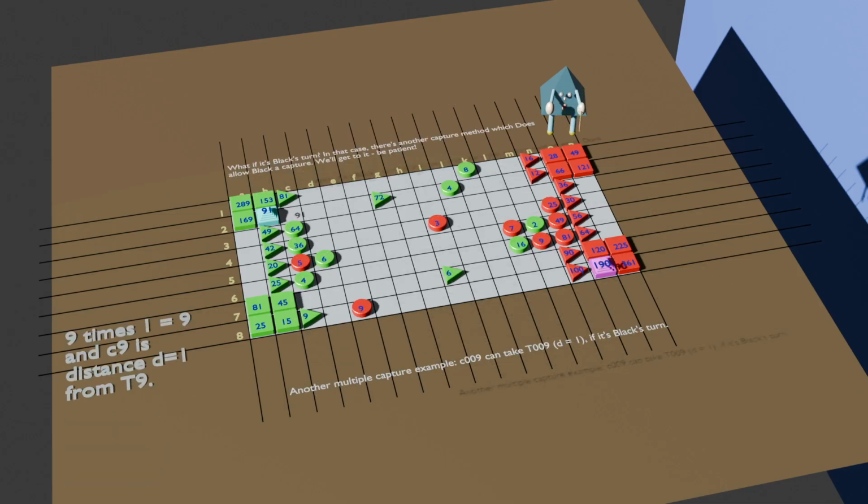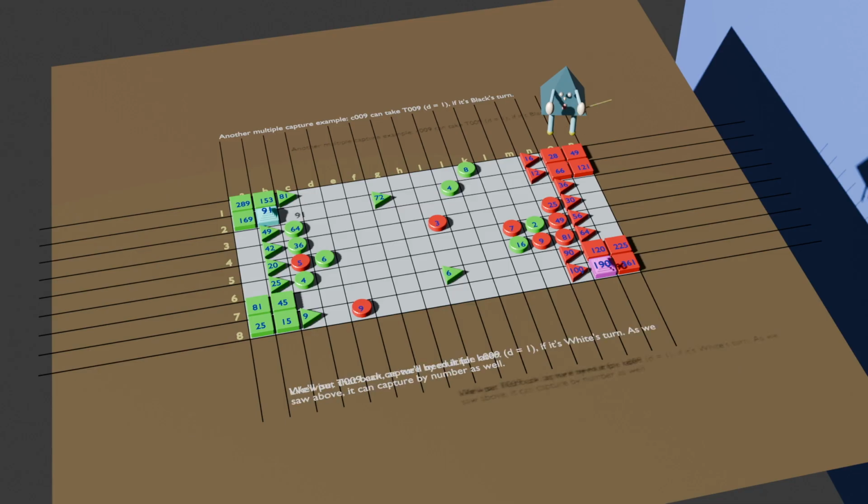Another multiple capture example. The black circle C9 can take the white triangle T9. D equals 1. If it's black's turn. We'll put that back, as we'll need it for later. Likewise, T9 can capture by multiple C9. D equals 1. If it's white's turn, as we saw above, it can capture by number as well.